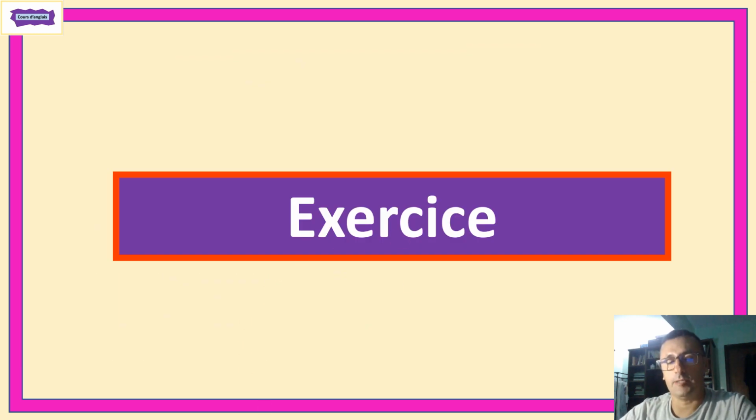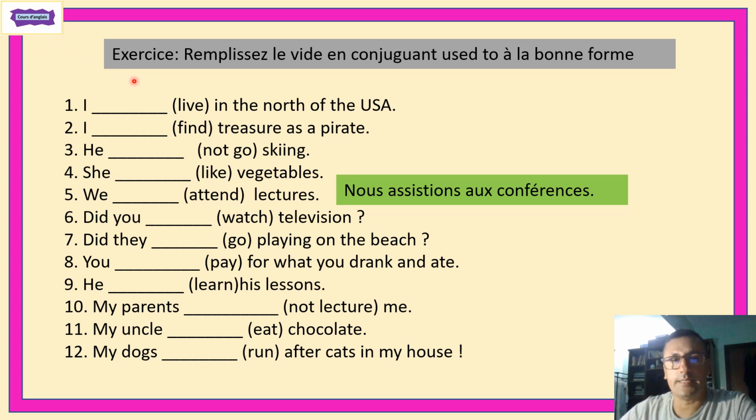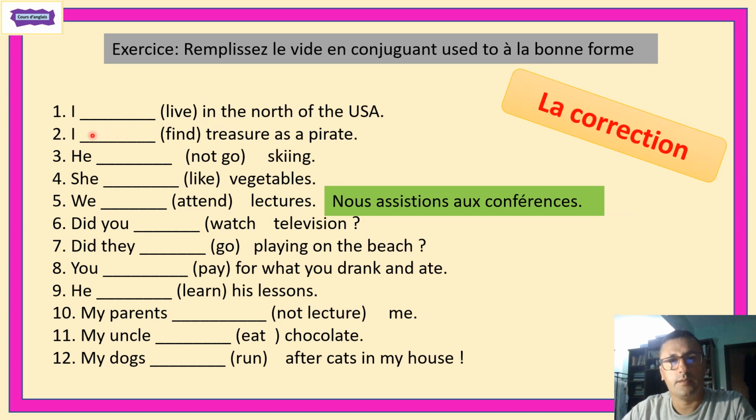Maintenant, exercice. Remplissez le vide en conjuguant used à la forme qui convient, à la bonne forme. Par exemple, numéro 1, I. Le verbe, c'est to live in the north of USA. Là, on va dire quoi? I used to live in the north of the USA.